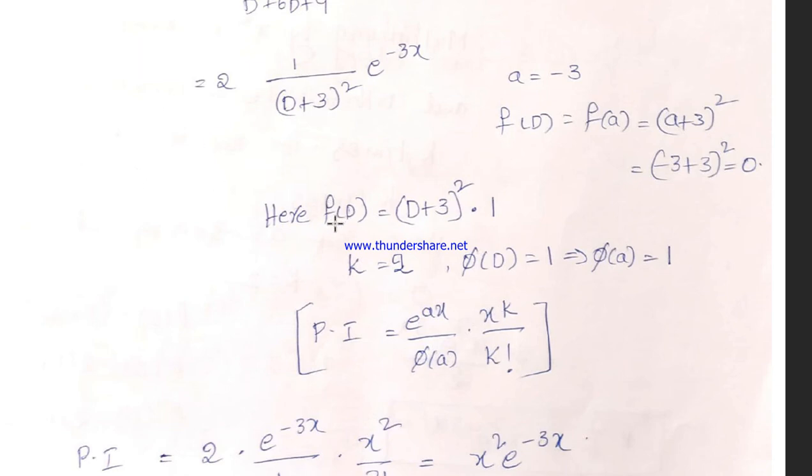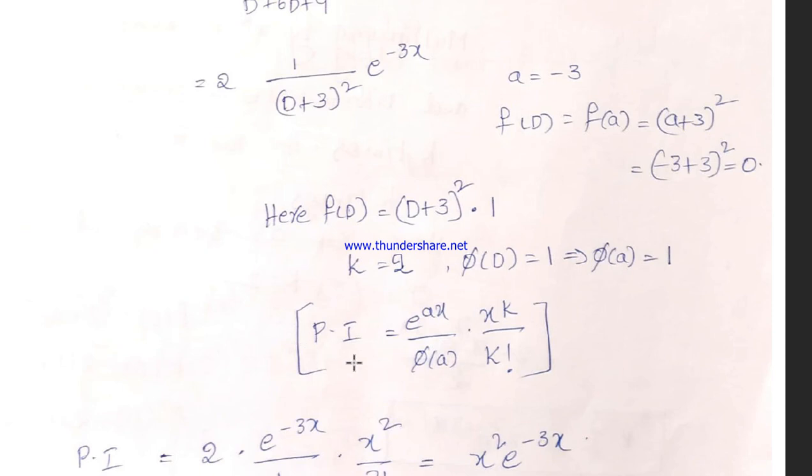Again I am explaining this. F of D is written as D minus a whole power k into phi of D form. It should be the factor with a, so that is D plus 3 whole square, D minus of minus 3 whole square form. So that's why k value is 2. So phi of D is equal to 1.